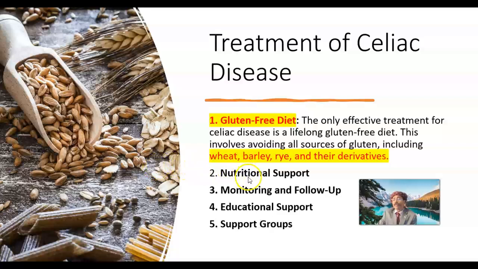Nutritional support is very important because of malnutrition and malabsorption. Monitoring, follow-up, educational support. People with gluten sensitive enteropathy like celiac disease should know what foods have more gluten, so they should have health education to avoid gluten rich foods. A support group will help patients with their practical experience. They can share information very frequently by means of the support group.